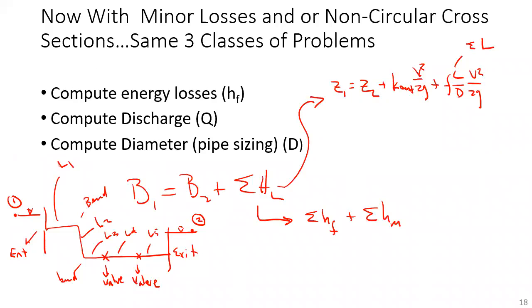So after the entrance, and now we've accounted for all friction losses, then we have the second bend, actually we have 2 bends, and if they're the same, 2K bend, V squared over 2g, plus we've got 2 valves, 2K valve. If they're the same valve. If they're different valves, you have to break them out separately because they would have different loss coefficients. Plus the exit.